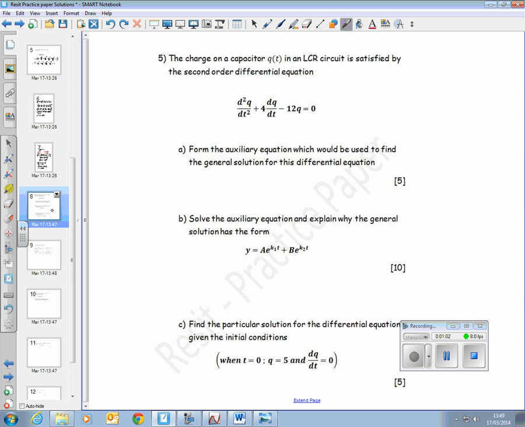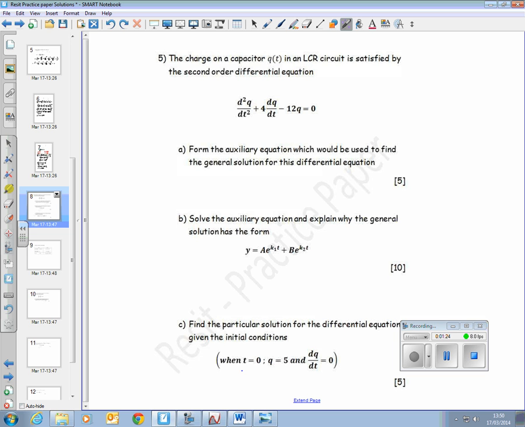And then C, the final part, is a bit like the previous differential equation question. We're given the general solution with a constant in it. In fact, more than one constant. We've got constants A and B. Then we can use initial conditions to find those. But because we've got two constants, we need two sets of initial conditions.